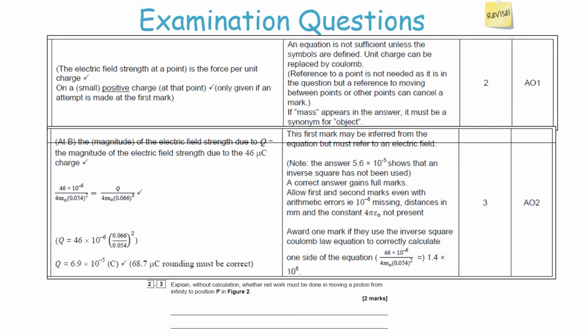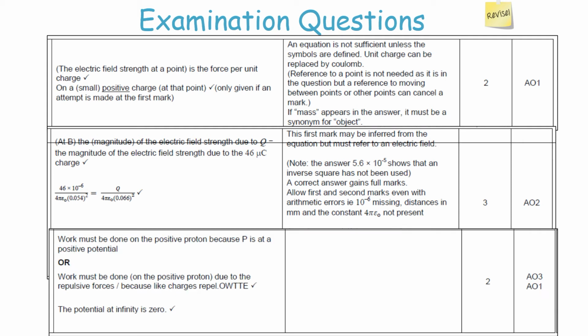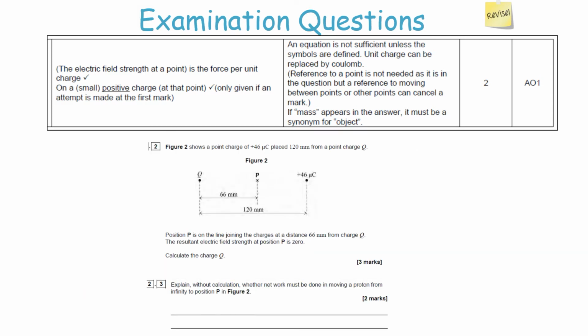Next one: explain without calculation whether net work must be done in moving a proton from infinity to position P in figure 2. Well, let's think about this. Work will have to be done on a positive proton because P is at a positive potential. You can see that in the actual situation, it's at a positive potential.